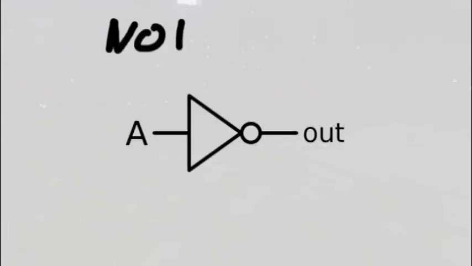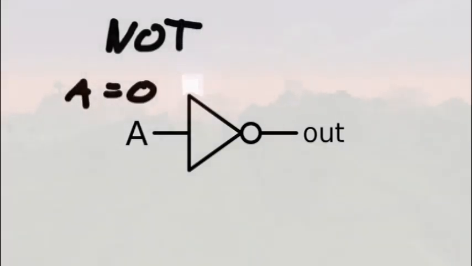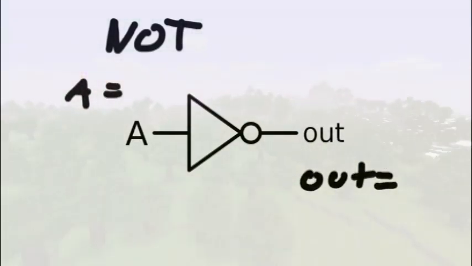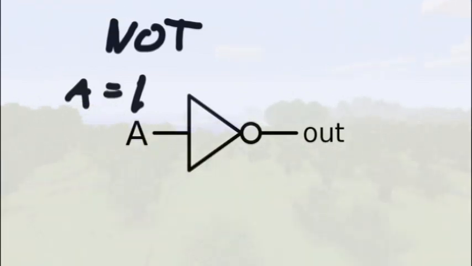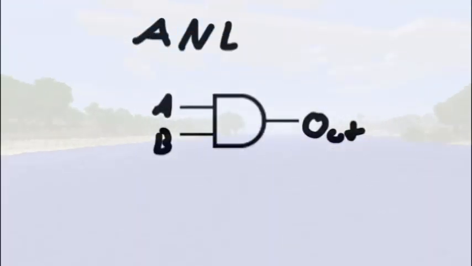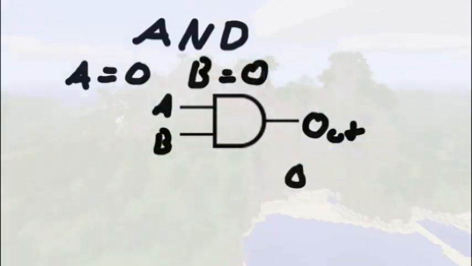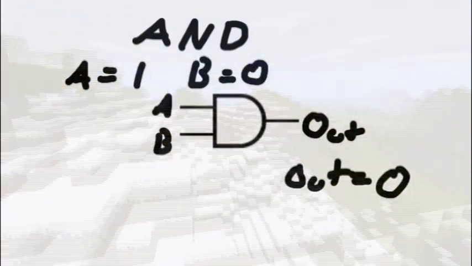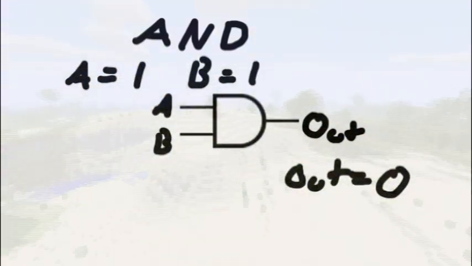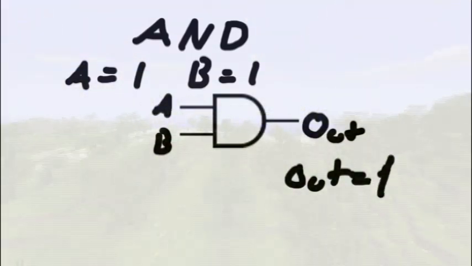We'll start with the simplest, not. Not operations have only one input and one output. Not 1 equals 0, and not 0 equals 1. Next there's AND. AND operations only return 1 when both of the inputs are 1. So 1 and 0 equals 0, and 0 and 0 is 0, but 1 and 1 is 1.